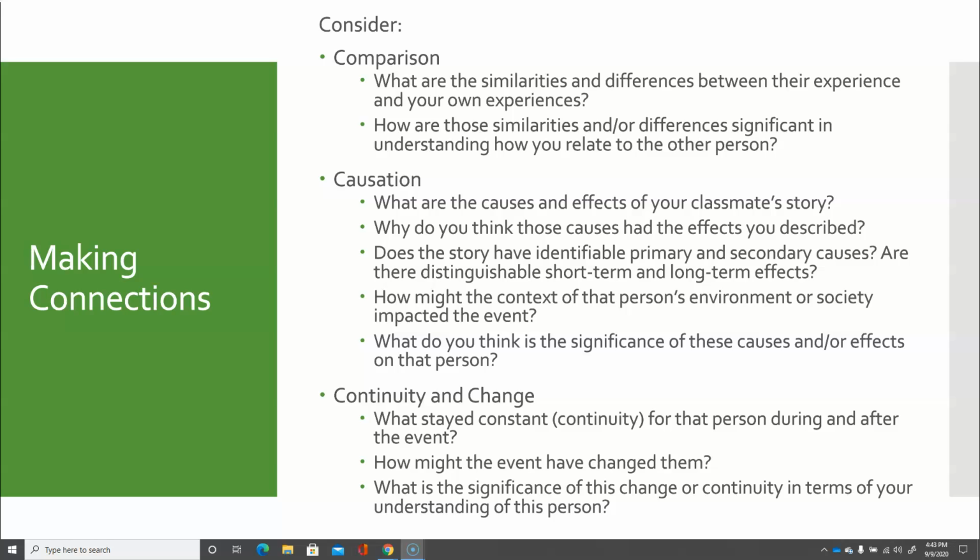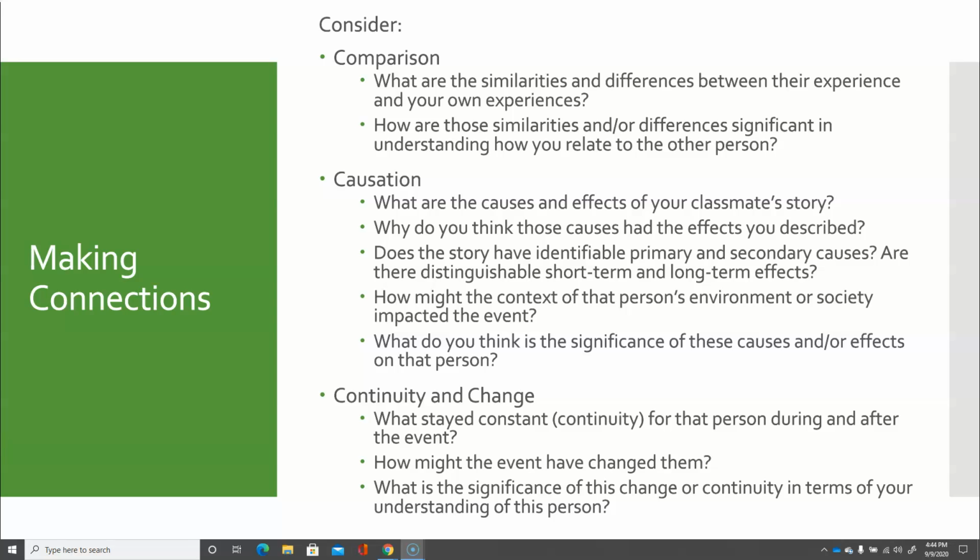In class, I'm asking that you share some of your stories from the first step of your personal history assignment, and that you engage in some of these connections with the stories you hear from your classmate. You could consider comparisons, so trying to think about how your experiences might be similar or different to the experiences of your classmate, and how they might affect how you relate to that person.